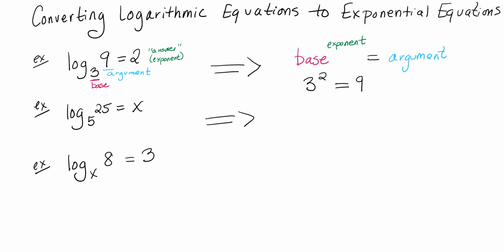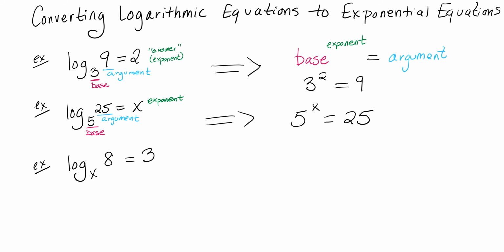So identifying the parts for this logarithmic equation, the 5 is going to be the base. The 25 is the argument. And then our x is, in this case, going to be our answer or our exponent. Okay, so it might be the answer to the logarithm, but when we change it, it becomes the exponent. So when we convert this, we're going to have a base of 5. We're going to have an exponent of x, and this is going to equal 25.